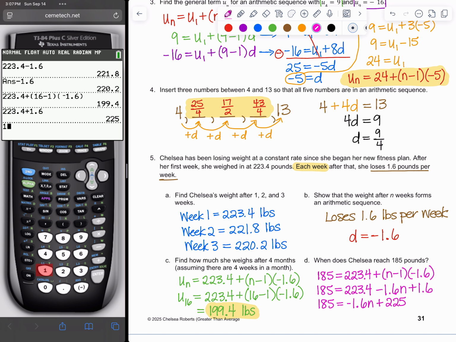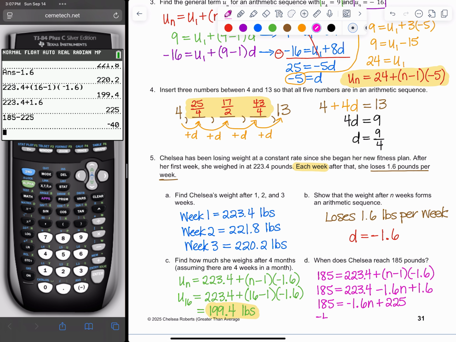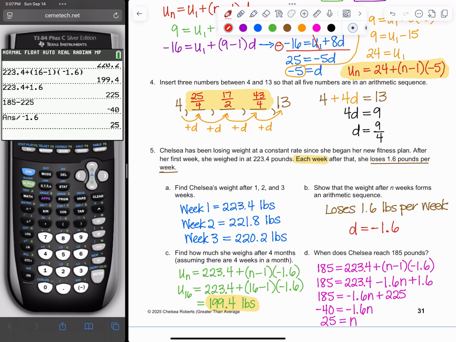225. I will have to subtract 225 from 185, and that will give me negative 40 is equal to negative 1.6n, and then divide negative 40 by negative 1.6, and I will end up getting 25 is equal to n. So it's going to take her 25 weeks for her to weigh 185 pounds. All right. And that will be your answer for D.